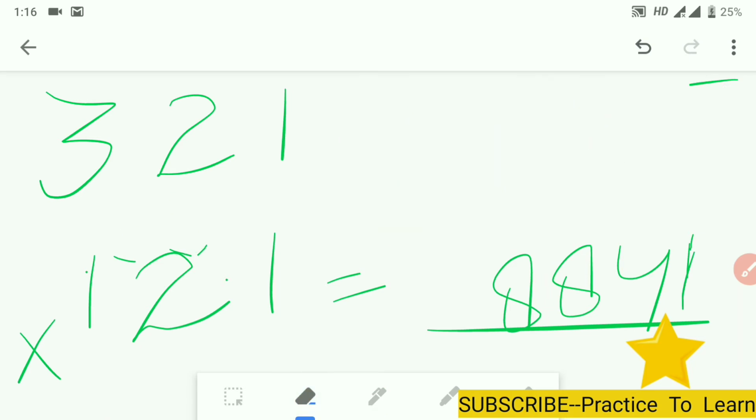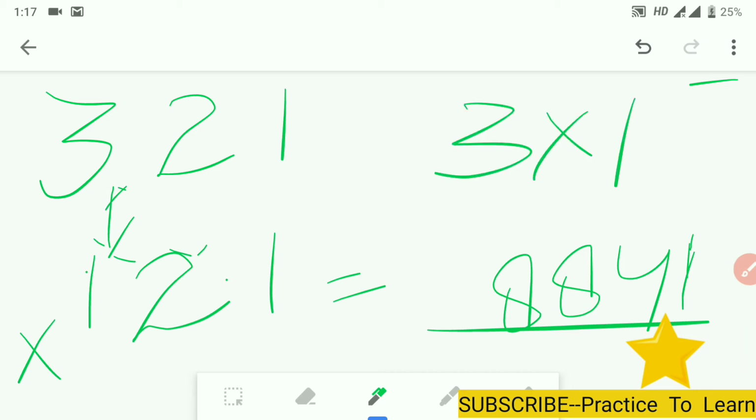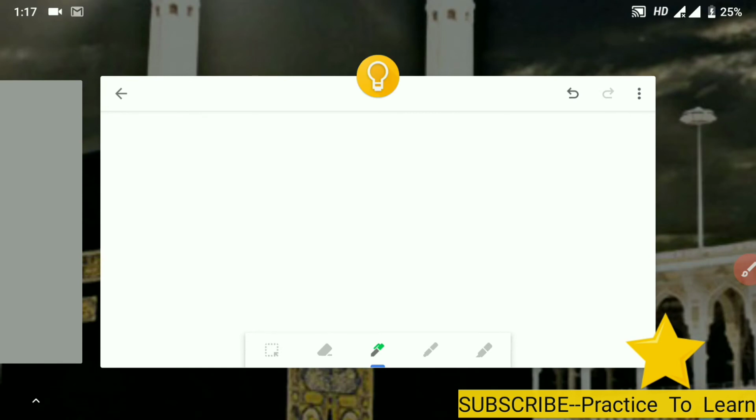And in the last step, what I'll do is multiply the number at the hundreds place with the number at the hundreds place. That is 3 into 1 is equal to 3. I will directly write that result right here. 3 into 1 is equal to 3. So this is our answer. This is 38841. I'll be checking the result with the calculator.